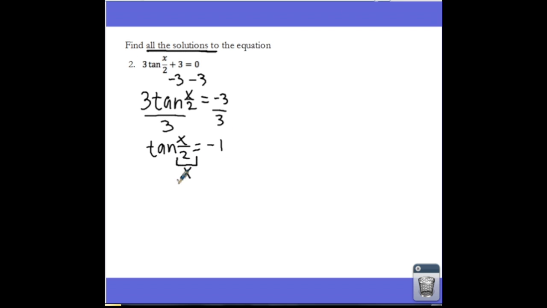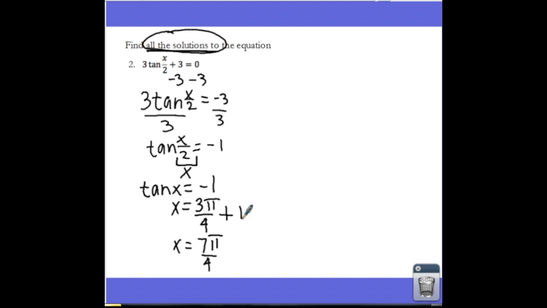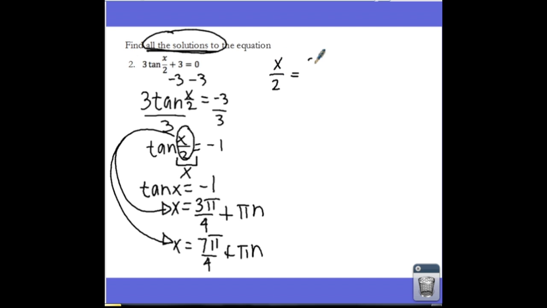Once again, we're going to think of x over 2 as just x and solve for tangent of x equals -1. And tangent of x equals -1 at 3 pi over 4 and at 7 pi over 4. Remember that this says find all the solutions, so we're finding it in general form. So we'll add pi n to both solutions. Then we're going to take x over 2 and plug it in for both x's. So then you'll have x over 2 equals 3 pi over 4 plus pi n.